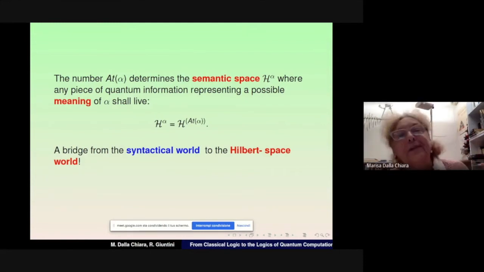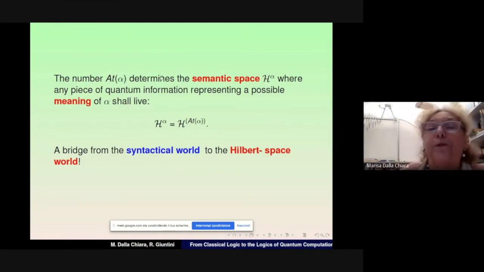But this very trivial syntactical concept is semantically important because it determines the semantic space, let us call it H alpha, where any piece of quantum information representing a possible meaning of alpha shall live. So we can write H alpha, a space determined by the natural number that is the atomic complexity of alpha. This gives rise to a bridge from the syntactical world, the world of formulas, to the Hilbert space world.